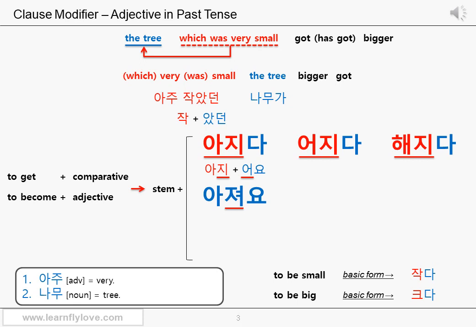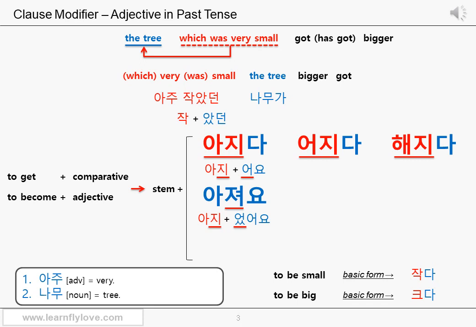Let's put it in the past tense then. Got bigger is in the past tense. So we need to add 었어요, 았어요 to 아지. Just like we put a verb in the past tense with 왔어요, 었어요, or 했어요. Since 지 sound of 아지 has ㅣ vowel, you need to add 었어요. But again, because 지 sound doesn't have a final consonant, you need to combine 지 and 었 sound.